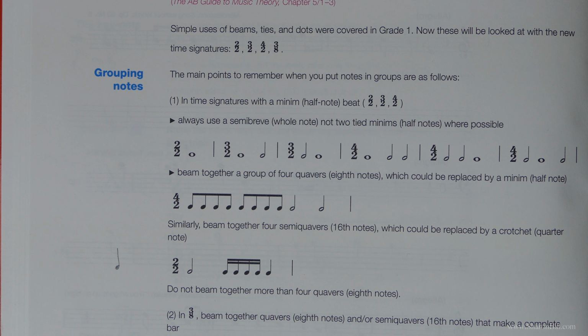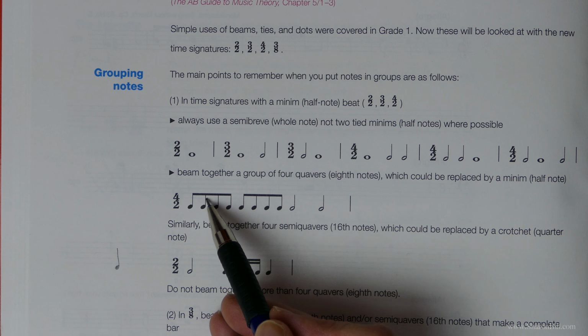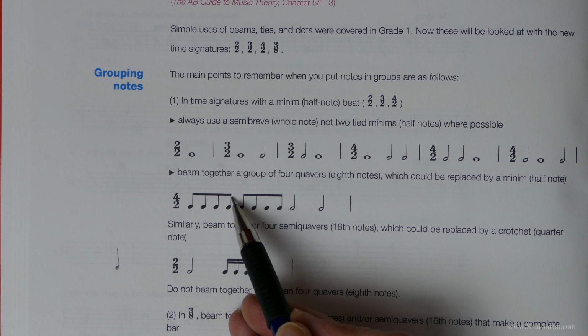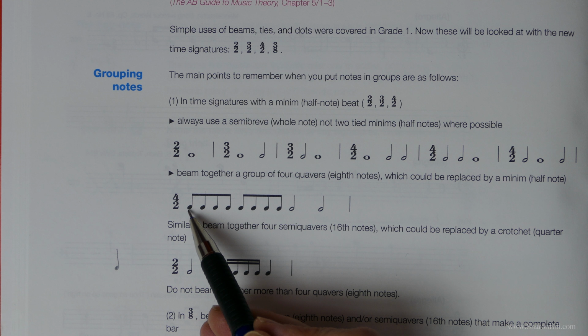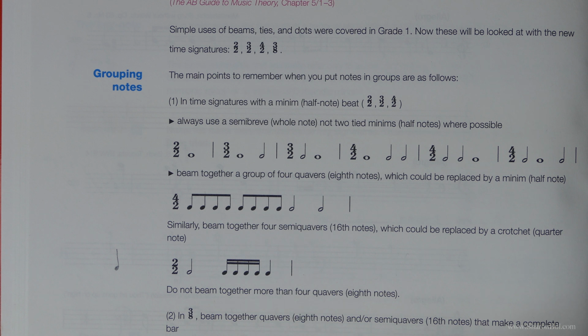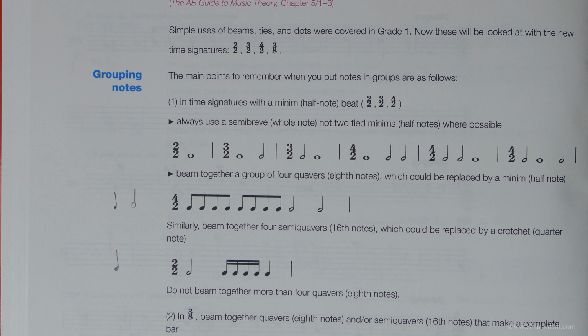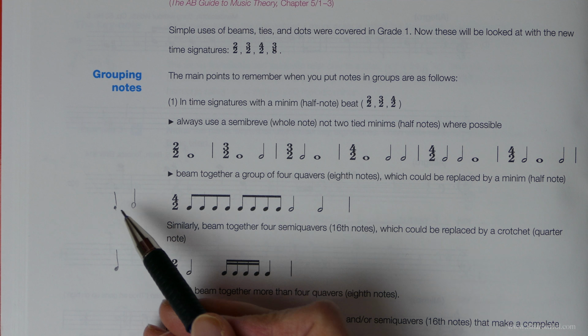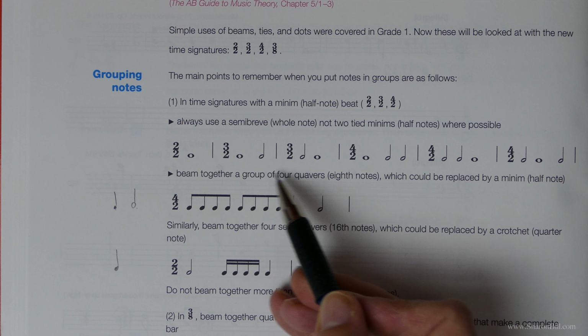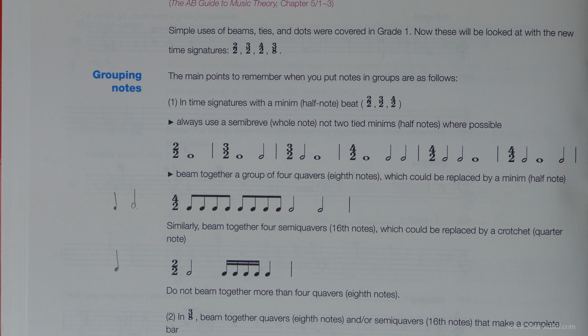We've still got the rules where we can beam in groups of 2 or 4 when we're talking about quavers or 8th notes. So we can beam those together in groups of crotchets or even minims. So we can group those in quarter notes and half notes, just like we said in Grade 1.